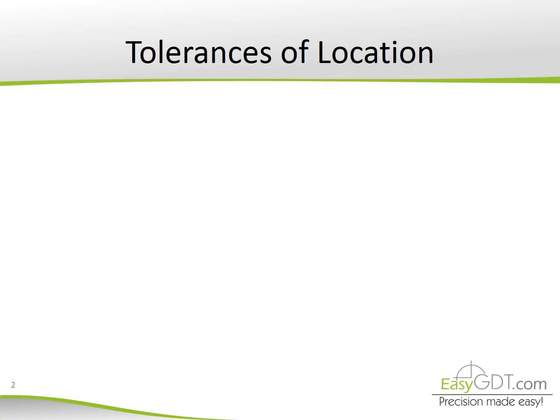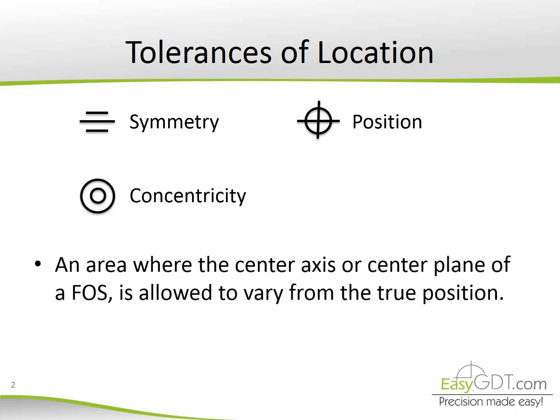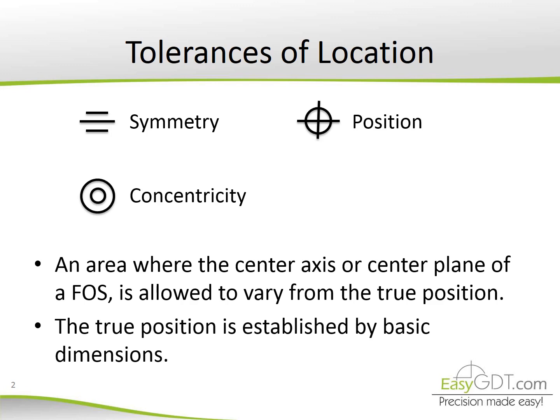Now let's see the tolerances of location: symmetry, position, and concentricity. They're defined as an area where the center axis or center plane of a feature of size is allowed to vary from the true position. The true position is established by basic dimensions.